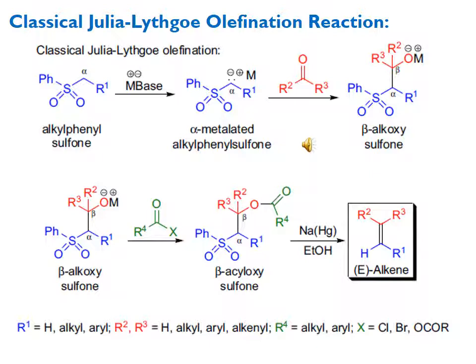X can be a halogen, like chloro or bromo, and good leaving groups like acetate ion, etc., in the form of anhydride. If we use an anhydride, then the leaving group is OCOCH3, and if we use an acyl halide like acetyl chloride, then the leaving group is chloro, and so on. So this is the overall reaction of classical Julia Lythgoe olefination.